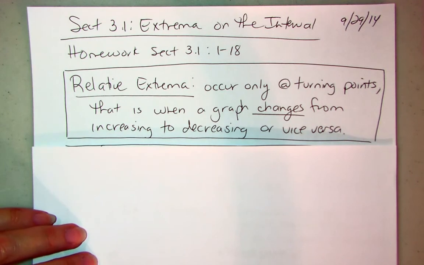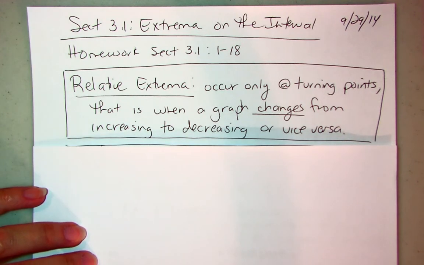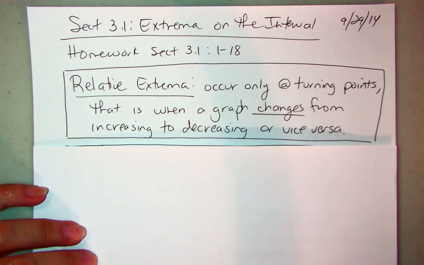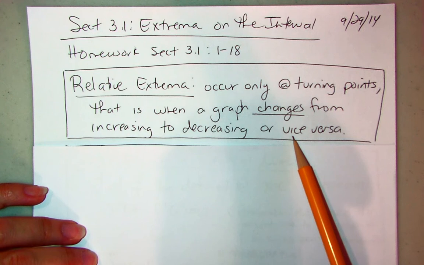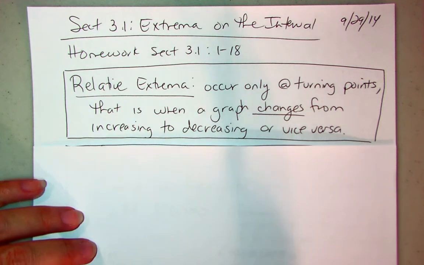Relative extrema. These occur only at turning points. That is, when a graph changes from increasing to decreasing, or vice versa, from a decreasing to an increasing interval.